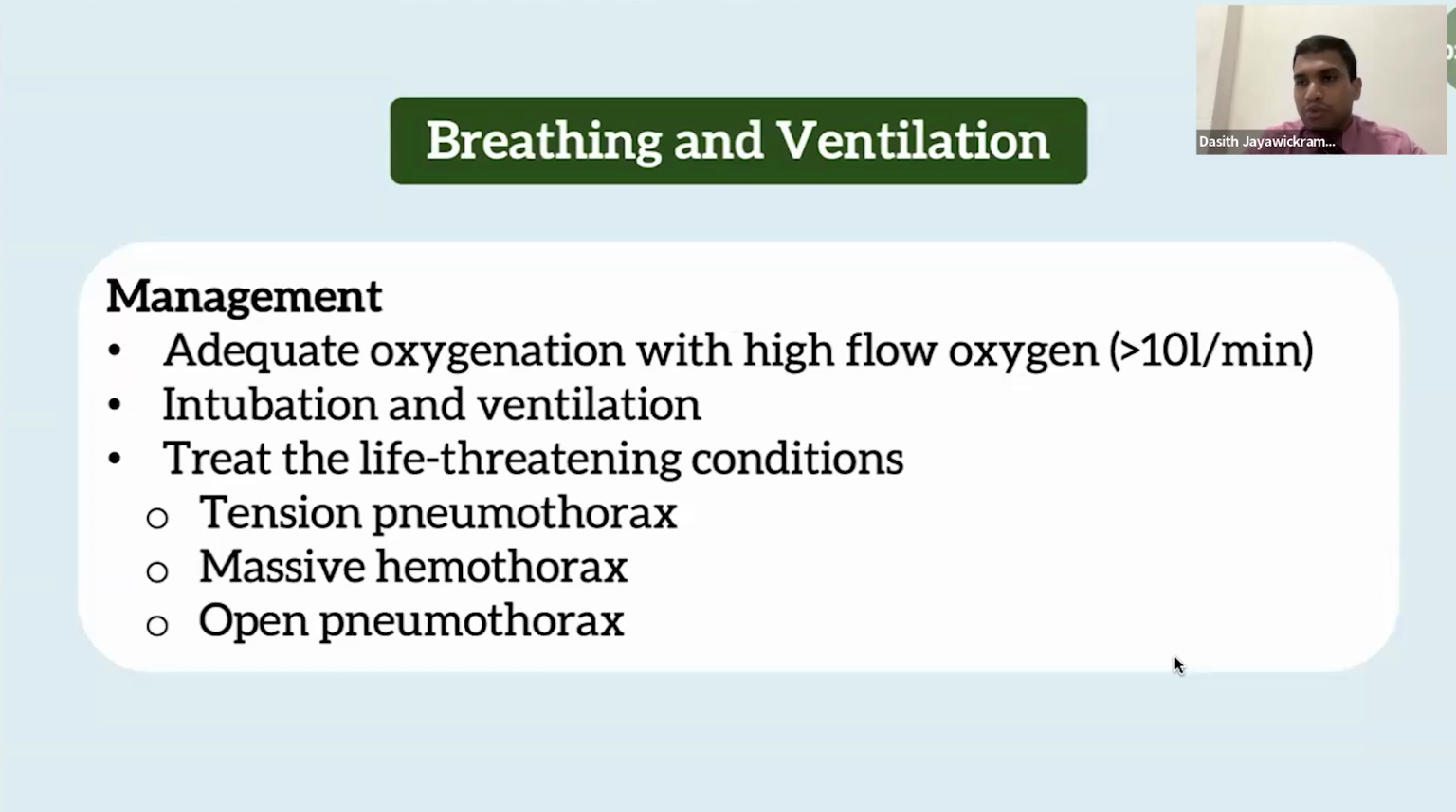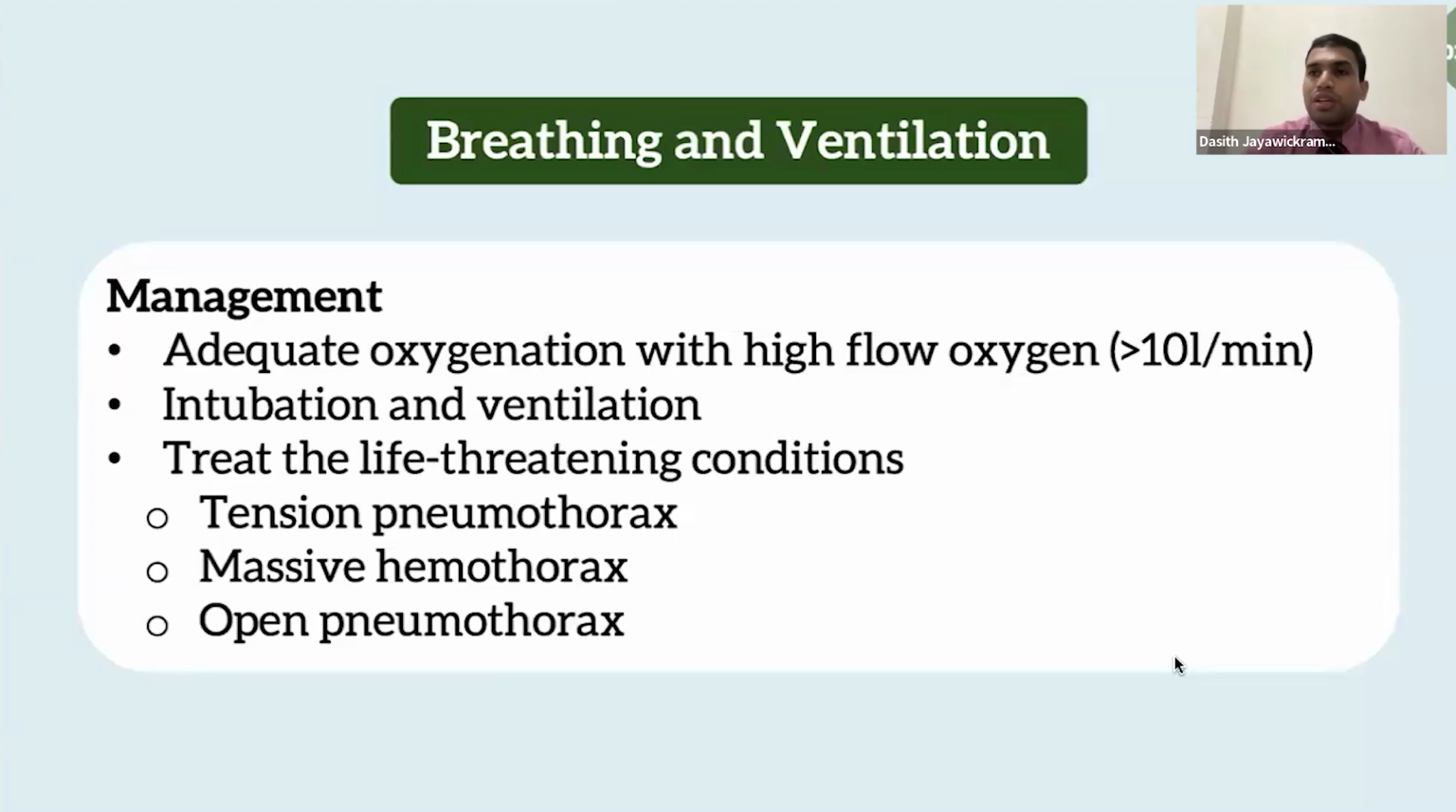These are very technical terms. You don't need to know those things. You just need to know that the life-threatening conditions involving breathing and ventilation, the B part of the ATLS, are tension pneumothorax, massive hemothorax, and open pneumothorax. So if you know that, that is enough. And how to manage those.